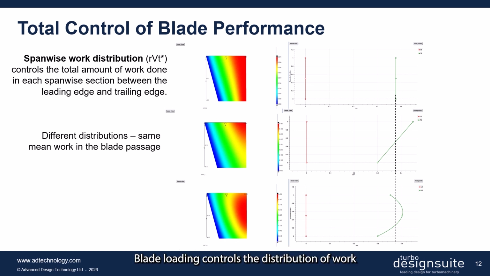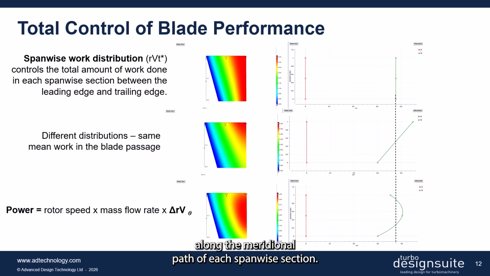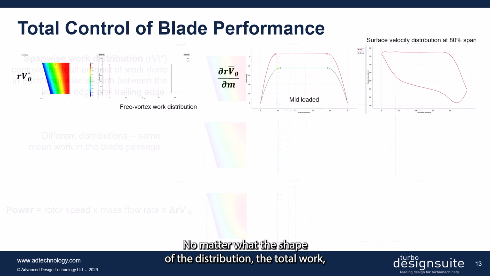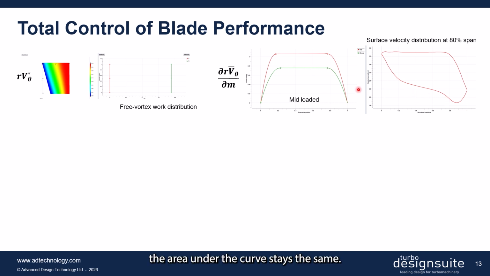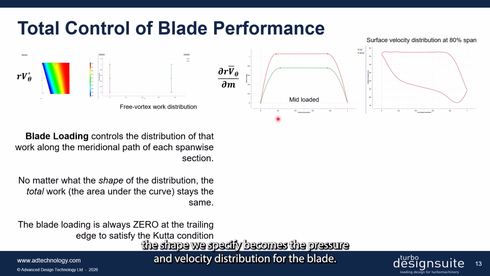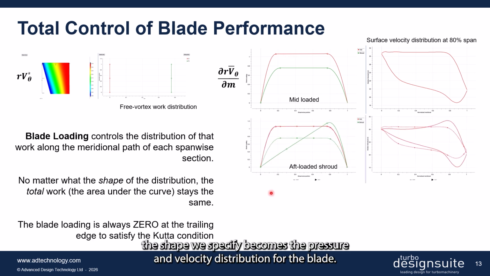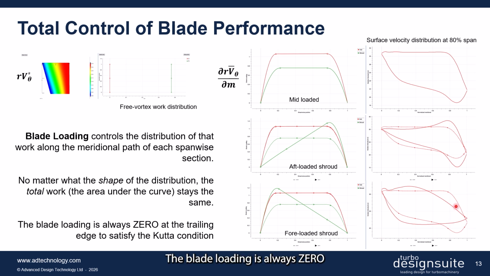Blade loading controls the distribution of work along the meridional path of each Spanwise section. No matter what the shape of the distribution, the total work, the area under the curve, stays the same, whether we have fore, aft, or mid-loaded distributions. The shape we specify becomes the pressure and velocity distribution for the blade. The blade loading is always 0 at the trailing edge to satisfy the Kutta condition.